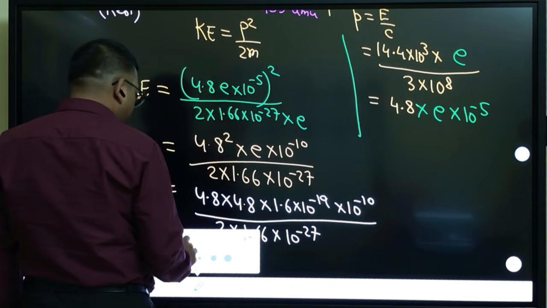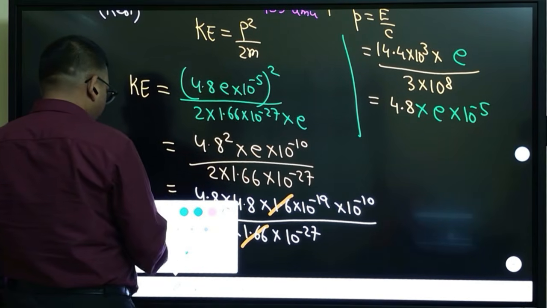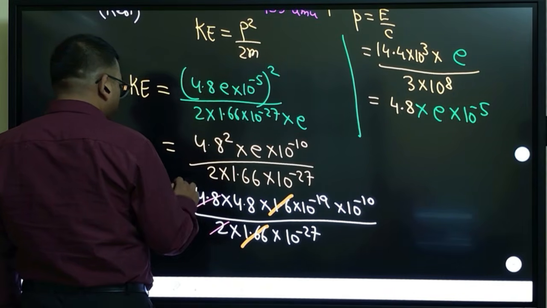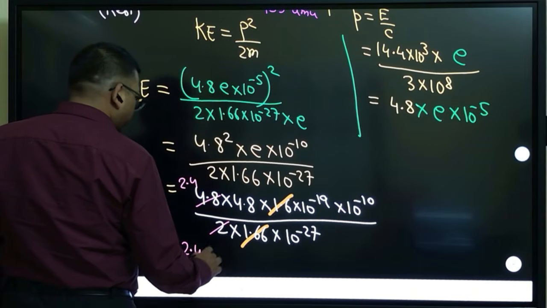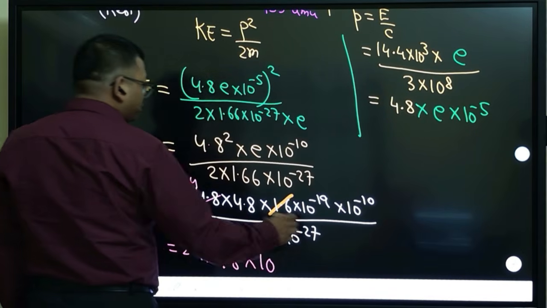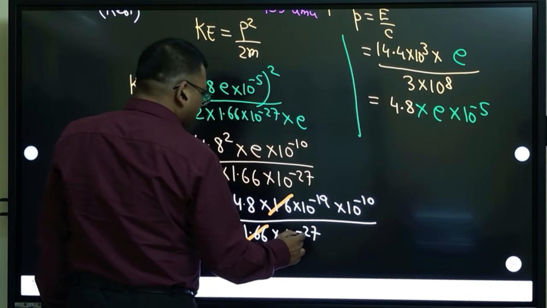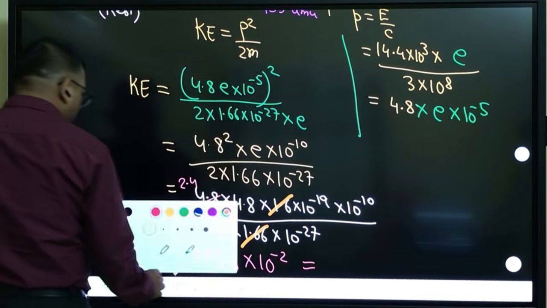Approximately, I will cancel this 1.6. Who wants to do this calculation? Leave it. So we cancel it, and this 2 I will cancel with 2.4 here, so we will get 2.4 into 4.8. Now everything is 10 to the power: this becomes minus 29 and this is minus 27, so minus 2 comes out. Check out now this calculation.